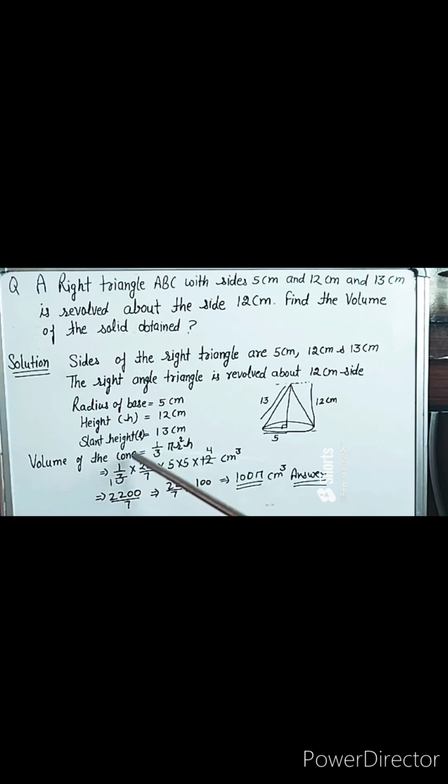Now the volume of the cone formula is 1 by 3 pi r square h. Putting the values of pi, r and h, after solving this part, we get 2200 upon 7. And 22 upon 7 we can write as pi. That means 100 pi centimeter cube is the answer, because 22 upon 7 is equal to pi.